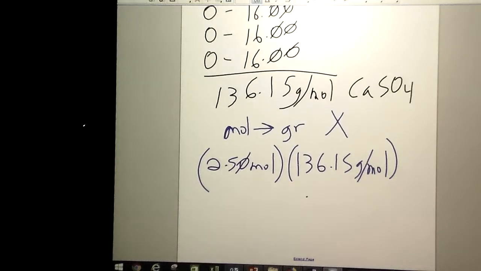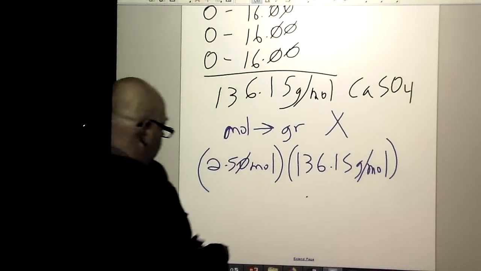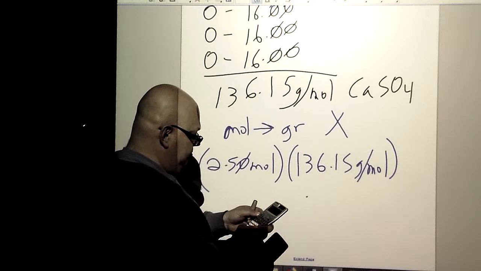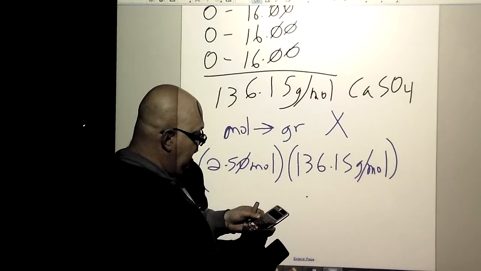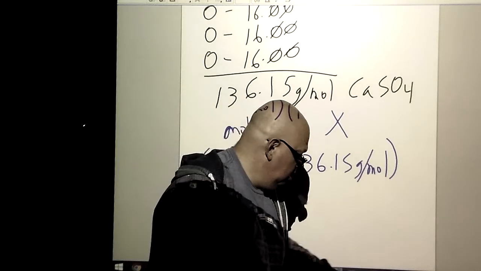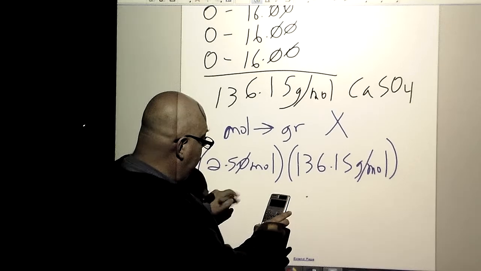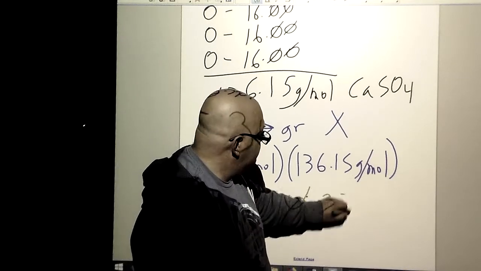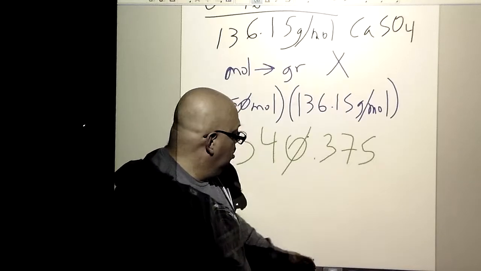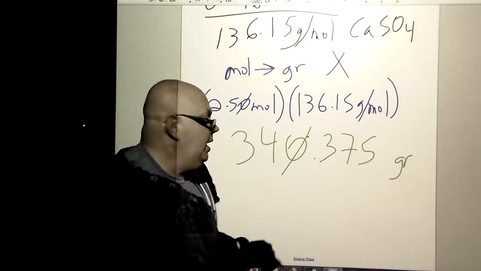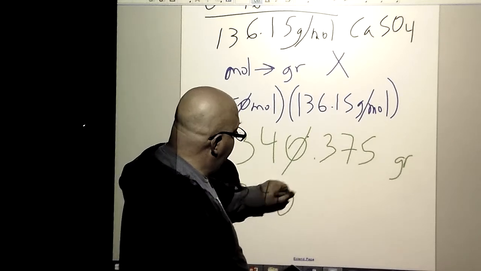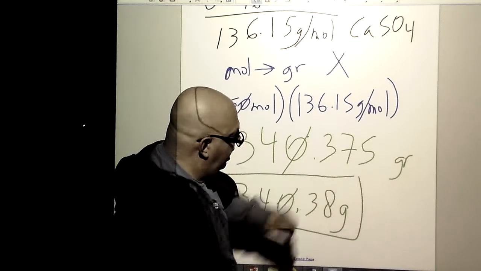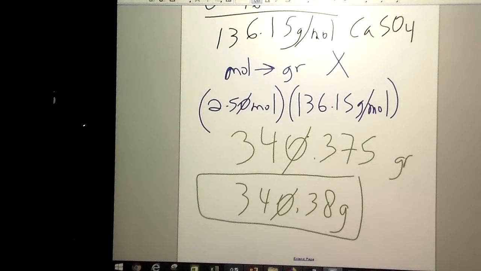I'm going to grab my calculator here and say, all right, 2.5 times 136.15, and I walk away with, here we go, watch it, 340.375 grams. Now we can go ahead and round it to 340.38 grams. I am okay with this. Okay?